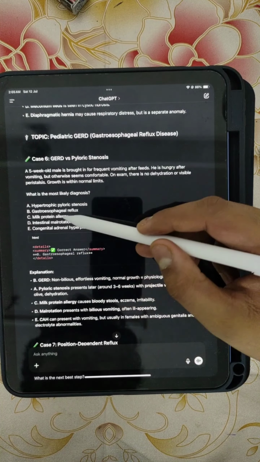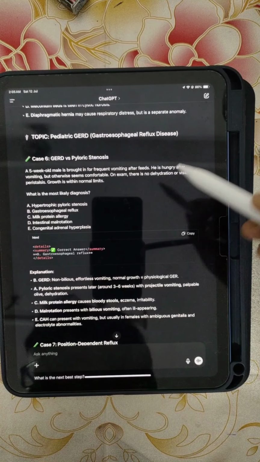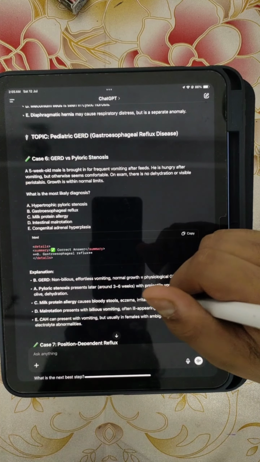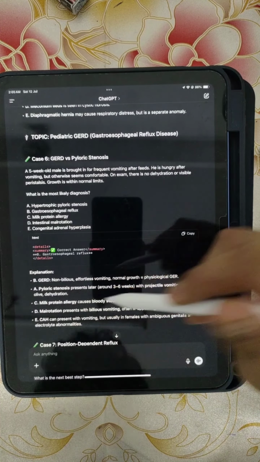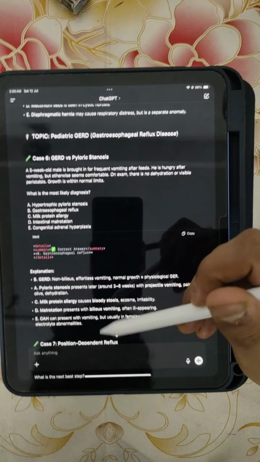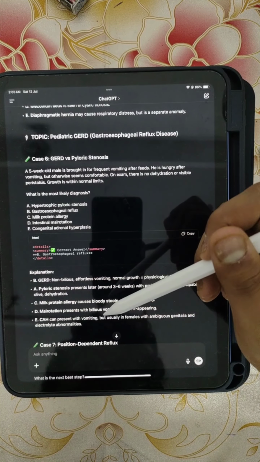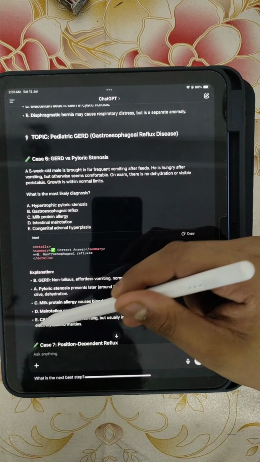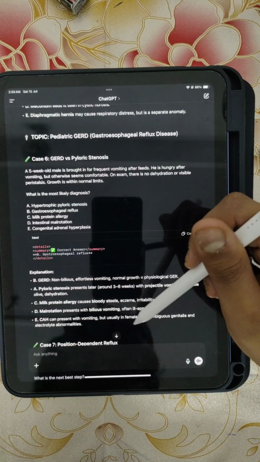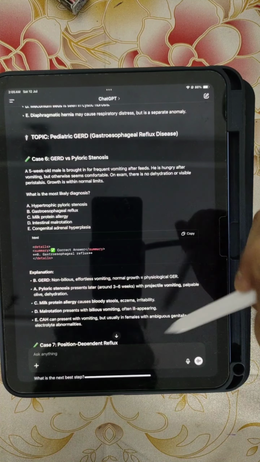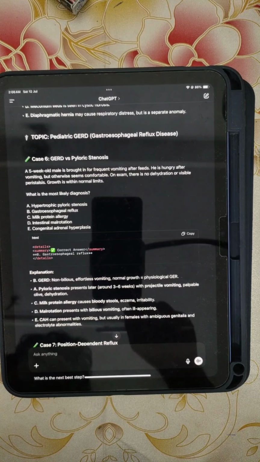In case of pyloric stenosis, it presents later, around 3 to 6 weeks, with projectile vomiting, palpable olive, and dehydration. These things are classic. Milk protein allergy causes bloody stools, eczema and irritability. Malrotation comes with bilious vomiting, and congenital adrenal hyperplasia is vomiting usually seen in females with ambiguous genitalia and electrolyte abnormalities. So these are the important words.